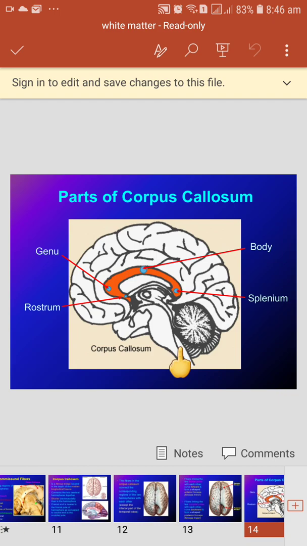Then parts of the corpus callosum. If we start anteriorly, the most anterior part is the rostrum, then a bend which is known as the genu, then the body, then the posterior end is known as the splenium. These are the four parts of the corpus callosum.